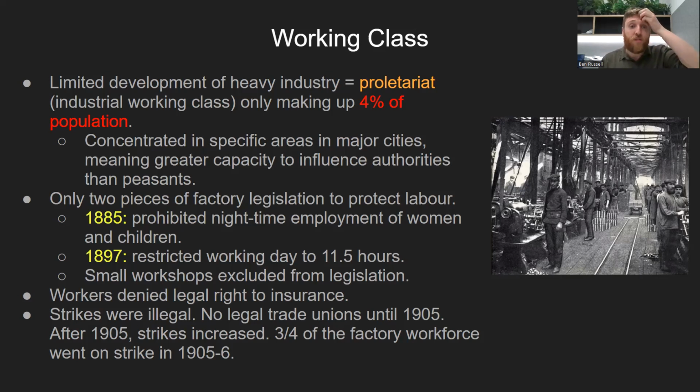After 1905, strikes increased to the point that 3/4 of the factory workforce went on strike in 1905 to 1906. Again, that should be in red because it's a statistic. But yeah, 3/4 of the factory workforce struck in the revolutionary years of 1905 to 1906.